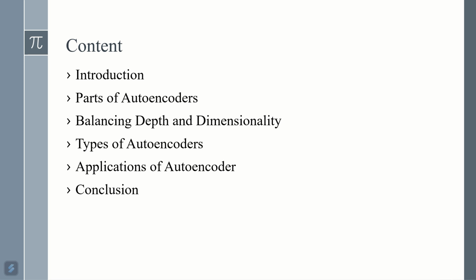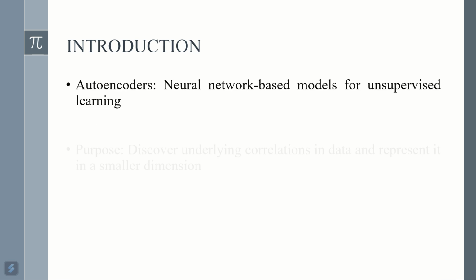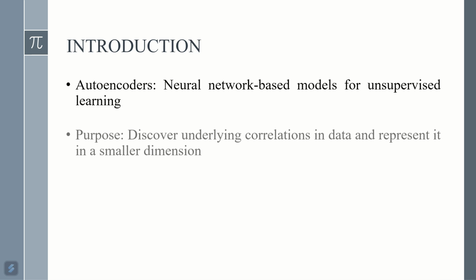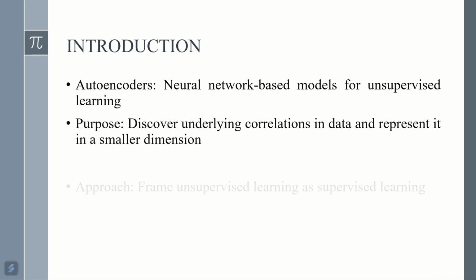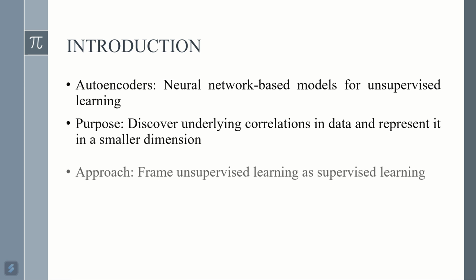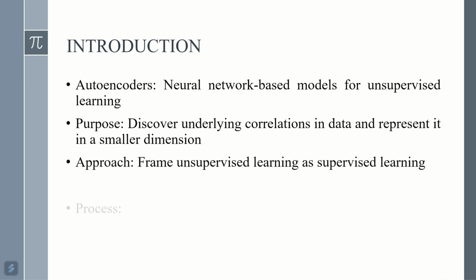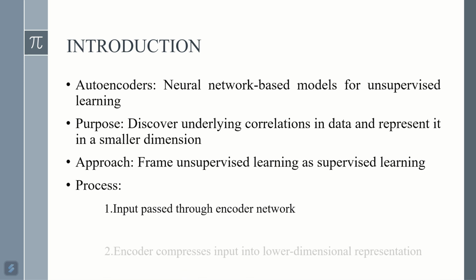So this is the content we are going to see in today's presentation. First of all, let's see what autoencoders are. Autoencoders are special types of neural networks used for unsupervised learning. Their main job is to understand patterns in data and represent it in a smaller, more manageable way. They do this by learning from input data without needing labels or guidance. Think of autoencoders as detectives trying to uncover hidden relationships in the data.